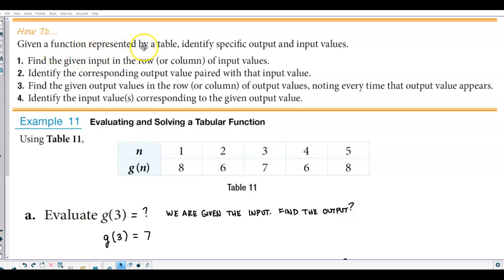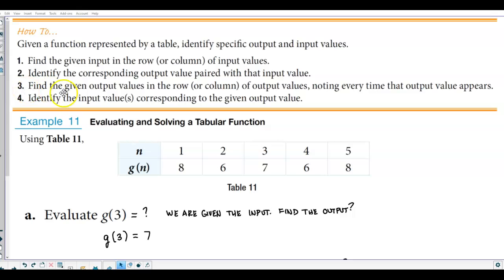Given a function represented by a table, we want to identify specific output and input values. Number one, we want to find the given input in the row or column of input values. Number two, we identify the corresponding output value paired with that input value.